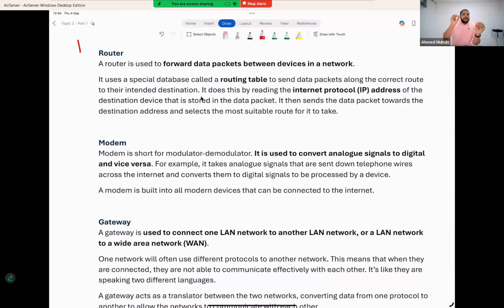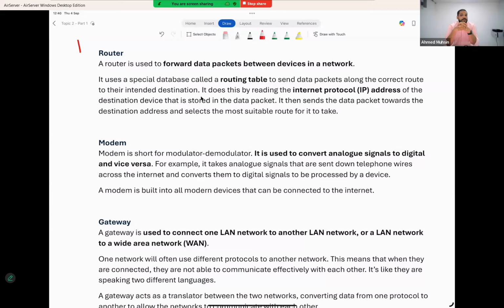Now everybody, the switch was checking what part of the data packet? The switch was interested in what address? MAC address. Everyone okay with that? The switch was interested in MAC address. Router is interested in IP address. That's it. The router is interested in the IP address.